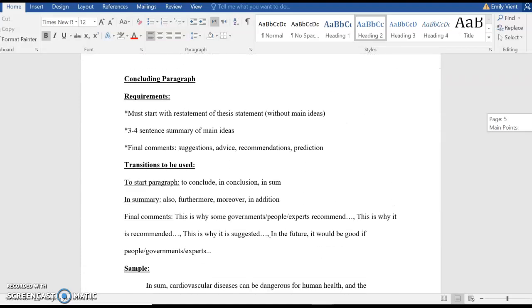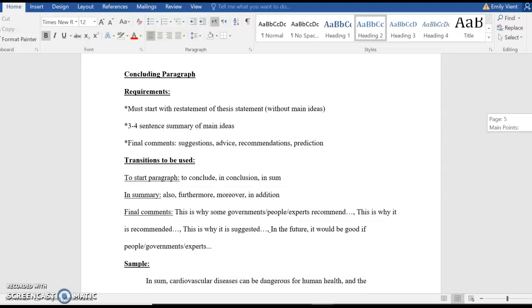Basically, for your term paper, you must have a conclusion. Remember, for the response paper, it was optional. It's not optional for the term paper. And as you'll see in the term paper rubric video, there is a separate grade just for your concluding paragraph. So it's important that you pay attention and have the required parts for it.